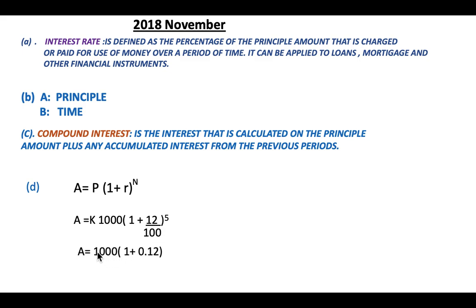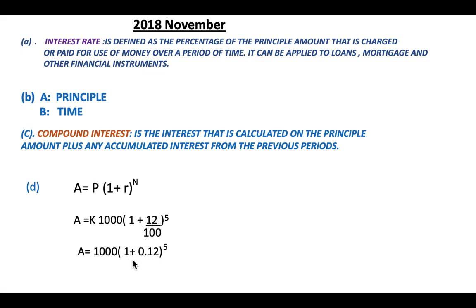So this is what you get when you say principal, open brackets 1 plus the rate. When you divide 12 by 100, you get 0.12. That's where I was getting the 0.12. And then to the power of 5. Now here you say 1 plus 0.12. First of all, you divide this, and then now you add the numbers.